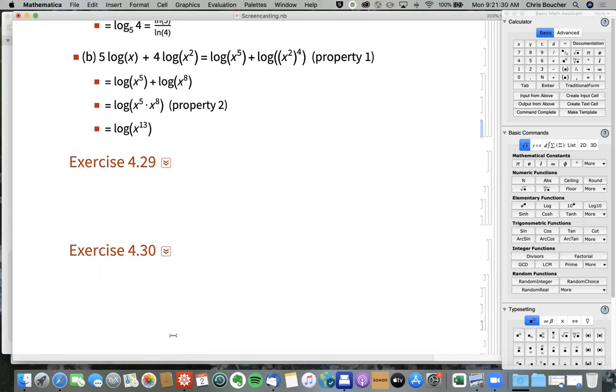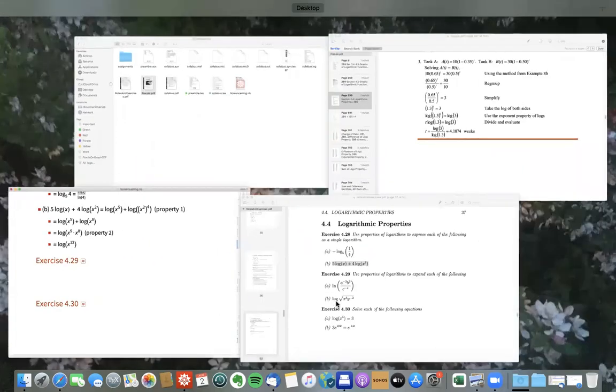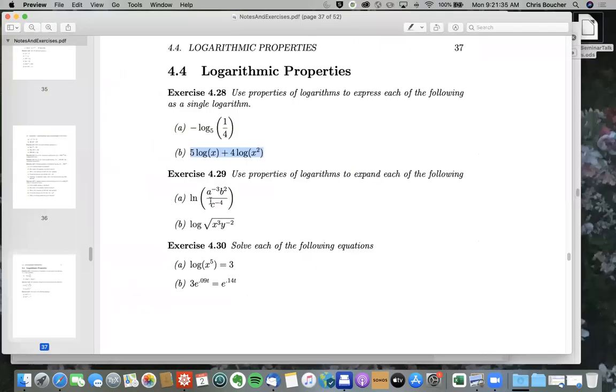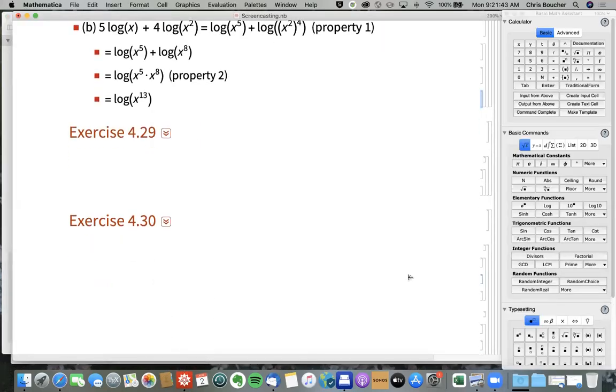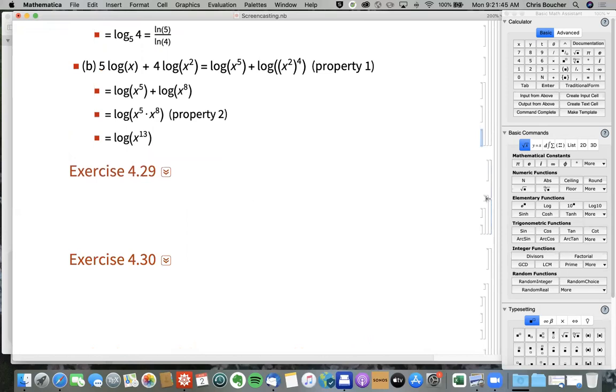Okay, let's see, what's the next one? 4.29. So now we're doing some expansions, right? We have a logarithm of a complicated expression, and we want to expand it. So let's do one of these, maybe. I don't know that we have to do, yeah, we'll just do the first one.